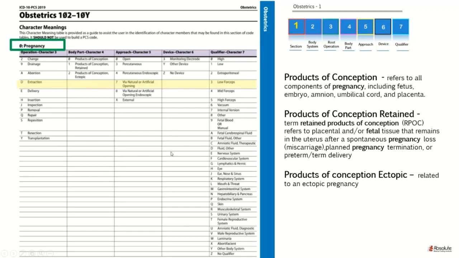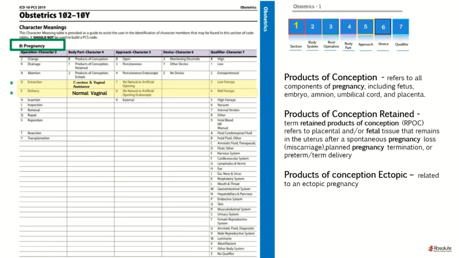All right, so now that we've gotten out of the way what we code for, this term extraction. The term extraction is used when you are coding for a C-section or a vaginal delivery with assistance. Okay, so C-sections and vaginal delivery with assistance, and delivery root operation will be coded for a normal vaginal delivery.